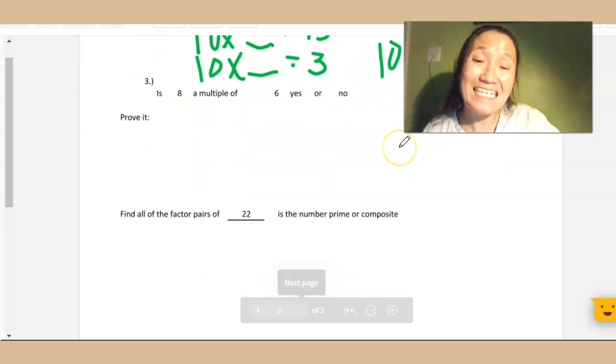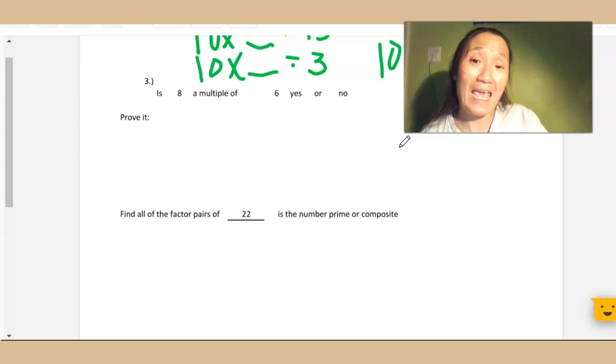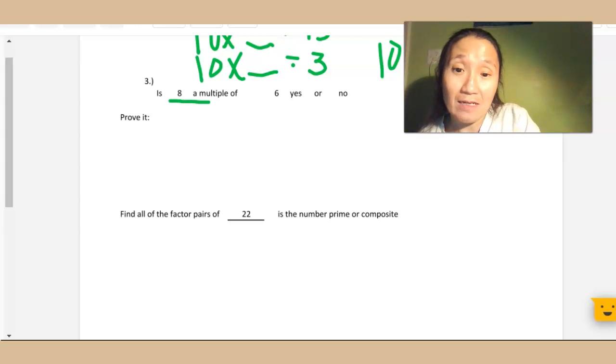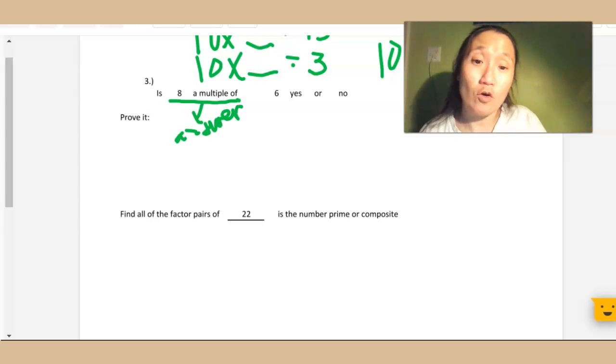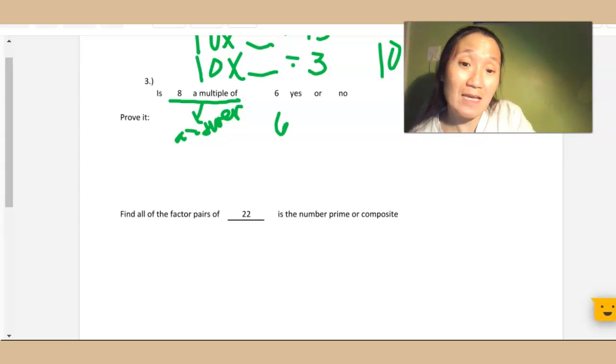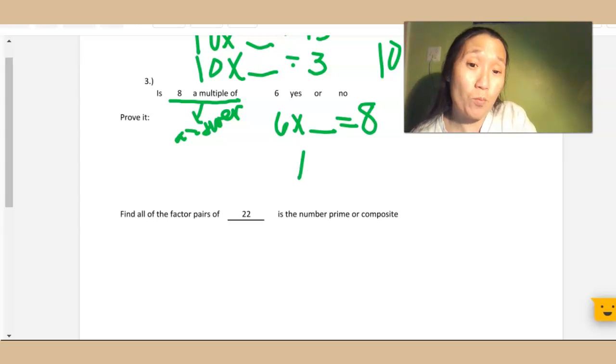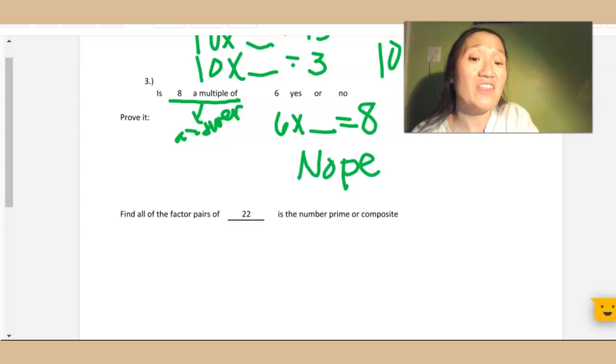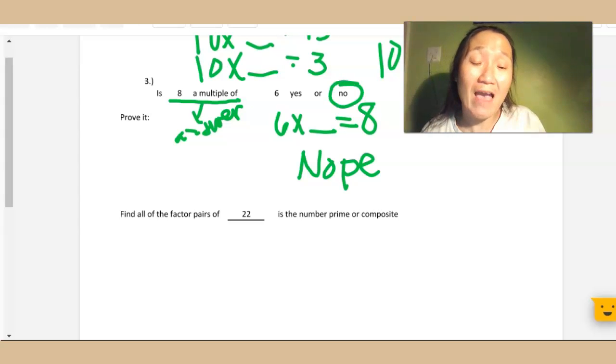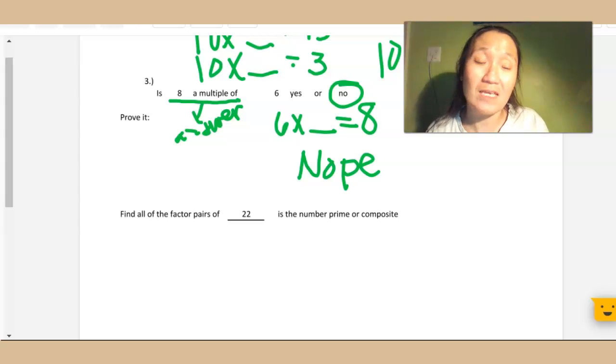So, is 8 a multiple, meaning is 8 an answer to 6? So, again, is 6 times anything going to equal 8? Nope. There is nothing times 6 that will ever get you 8. So, no. So you have to show me that. You have to tell me that there is no times 6 that will ever equal 8.